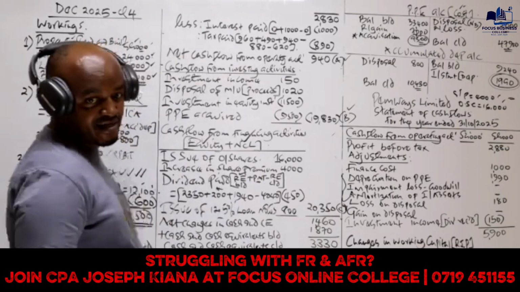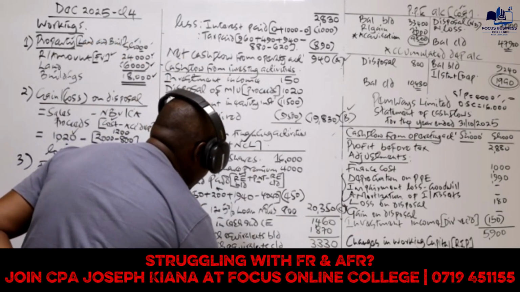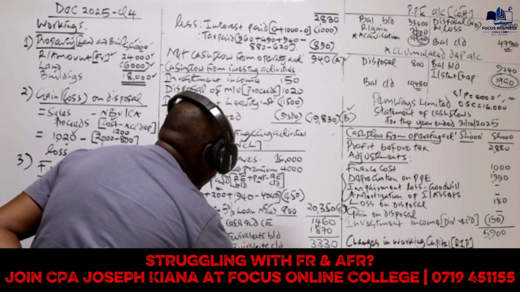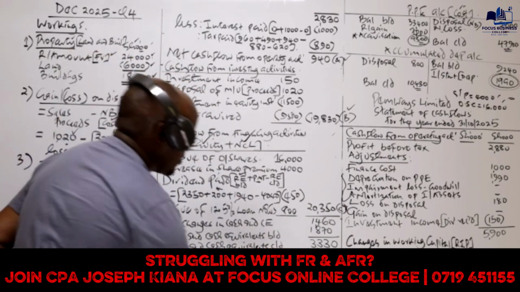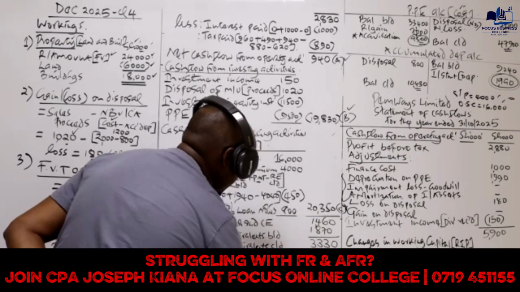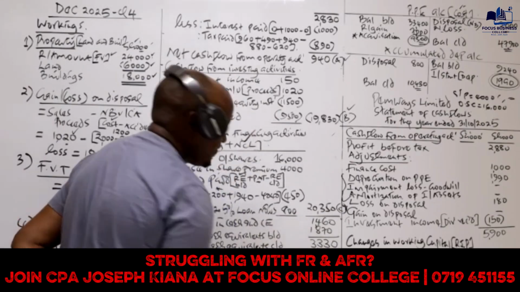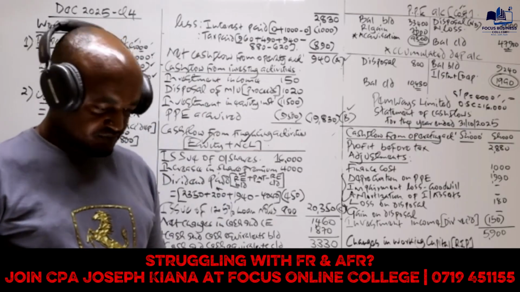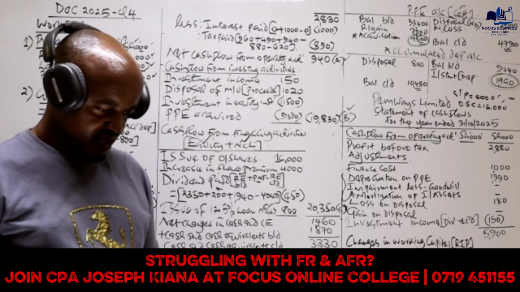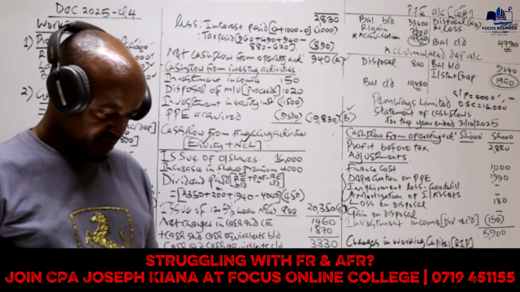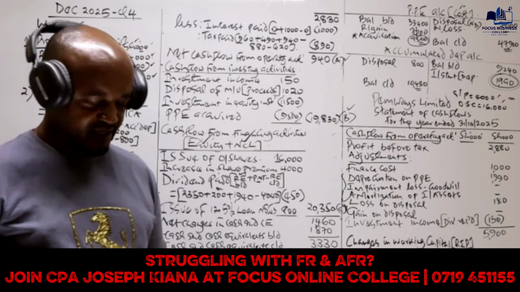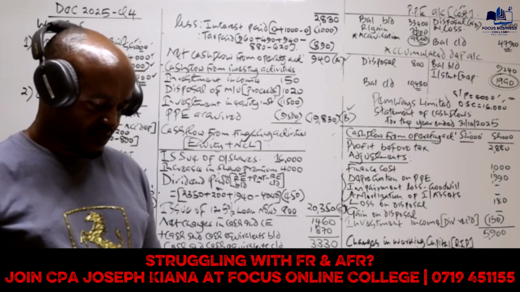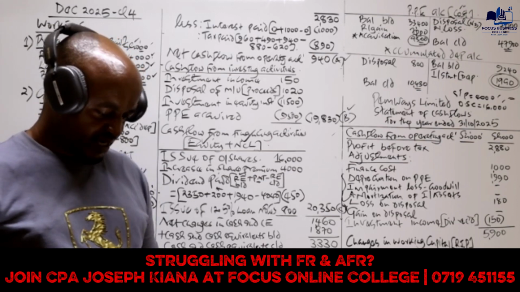So this 3330, we said it should always reconcile with the value we have in our statement of financial position. Are the 2 values reconciling? Are the 2 values the same? Yes, the 2 values are the same. So it basically means that we are 100% correct.